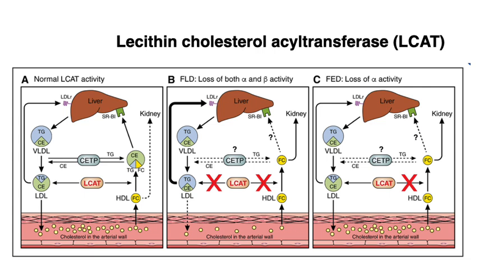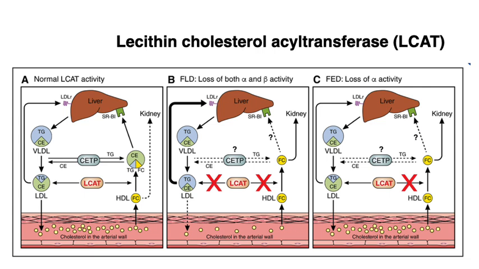On panel C, we see patients who have mutations of the alpha activity. Loss of alpha activity will have a fate similar to the patients with mutations in panel B. However, if the beta activity is preserved, this leads to the formation of cholesterol ester-rich LDL particles with atherogenic potential, which is comparable to the control subjects.